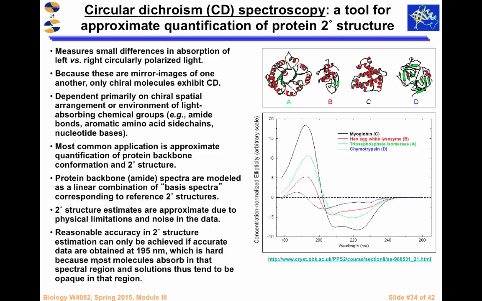Reasonable accuracy in secondary structure estimation can only be achieved if accurate data are obtained at 195 nanometers. That's down here. Sorry, the pen is a little bit funky. Most solutions are rather opaque in that wavelength range, meaning they barely let any light through at all, which makes it hard to measure small differences in absorption between right and left circularly polarized light. And so it's technically challenging to get good data down here, but such data are needed to quantify secondary structure. So what I expect you to remember from this slide are these bullet points, and then one more thing.